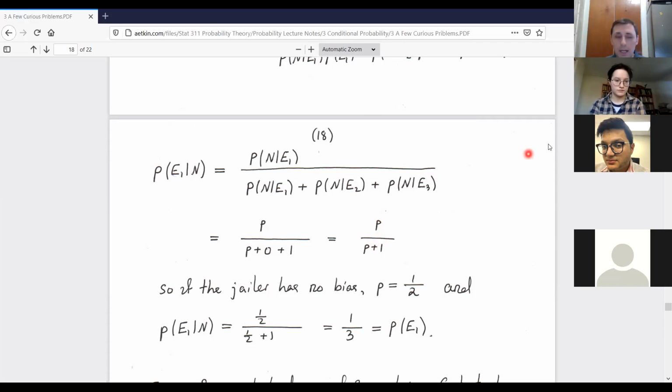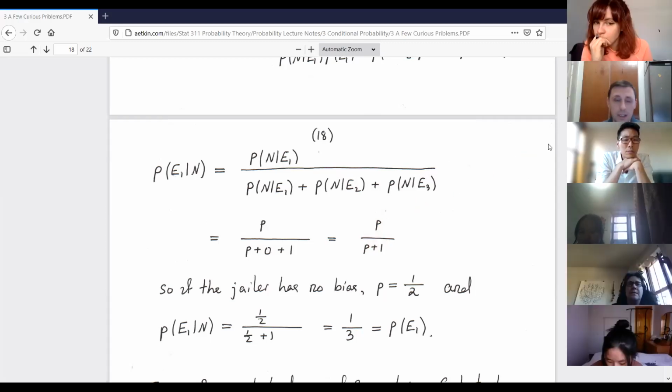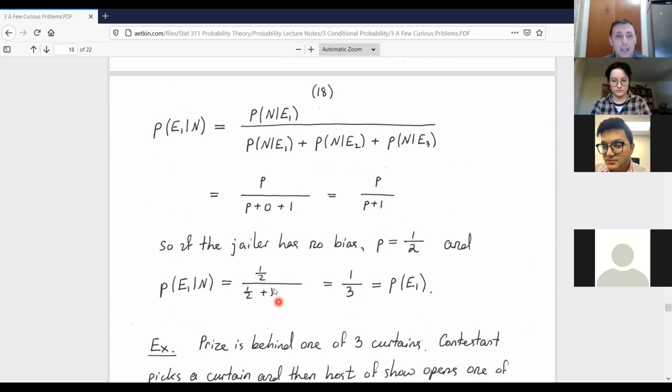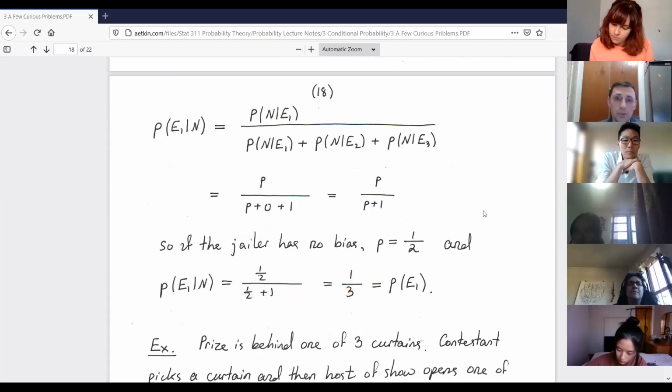If we assume that the jailer is indifferent and will name person number 2 equally likely as person number 3, then P is equal to 1/2. And then we have 1/2 over 1/2 plus 1, which is 1/3. Then the probability is not modified. Do you agree? If there is no preference, basically I watch.